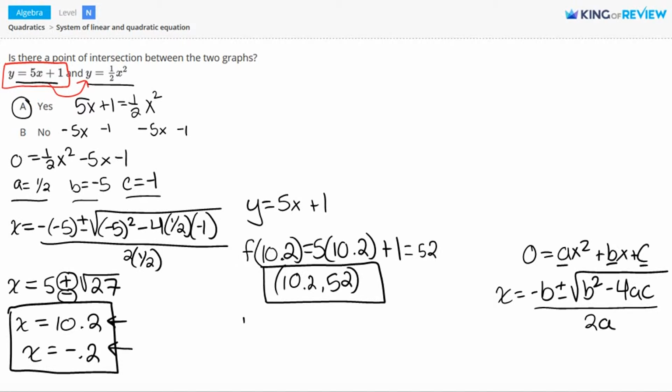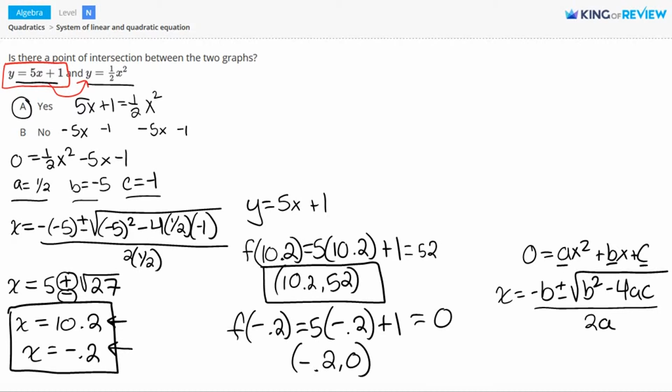And now let's plug in our other x value, f of -0.2. This equals 5 times -0.2 plus 1. And this is how you would solve for the y-coordinate of our second x value. So 5 times negative 0.2 plus 1 equals 0. So we have a point of intersection at negative 0.2, 0. So these are the 2 points of intersection.